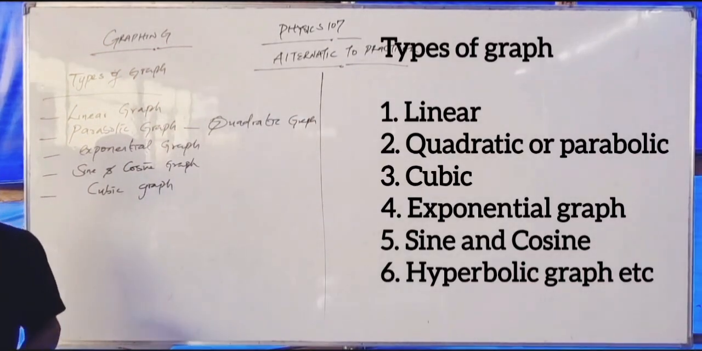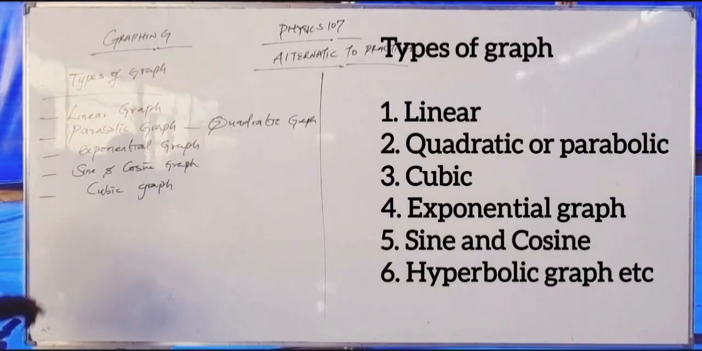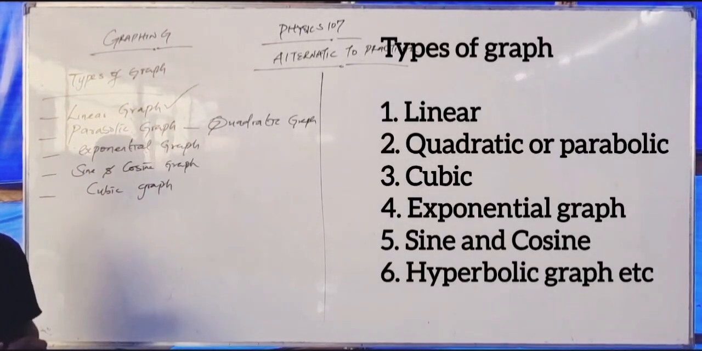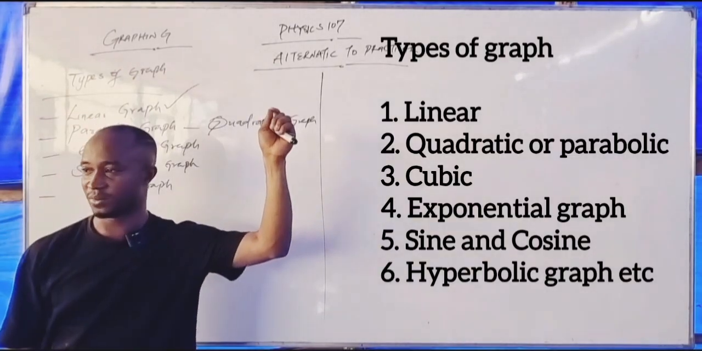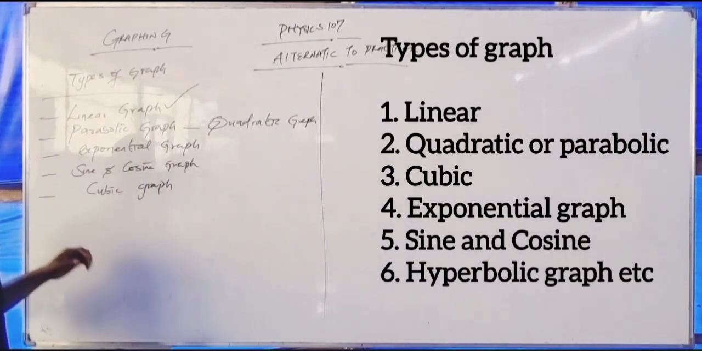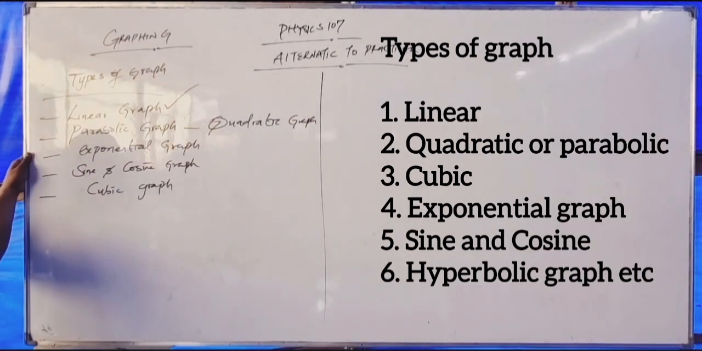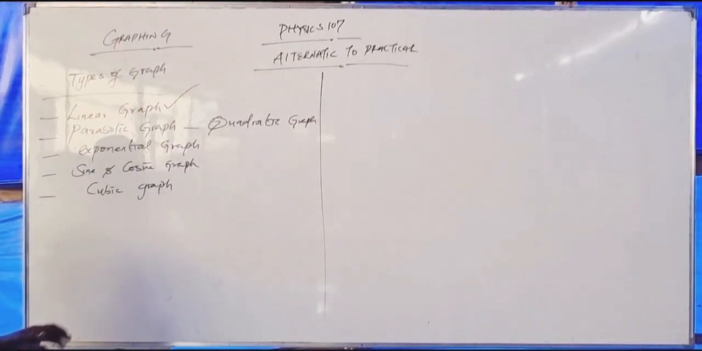But basically for physics 107, the only graph you are doing is the linear graph. Linear means a straight line graph. I'll be emphasizing more on the linear graph today. Then in the second semester we'll go into the parabolic graph.